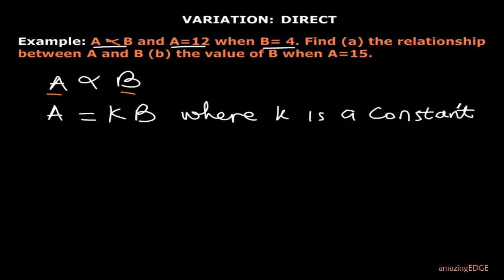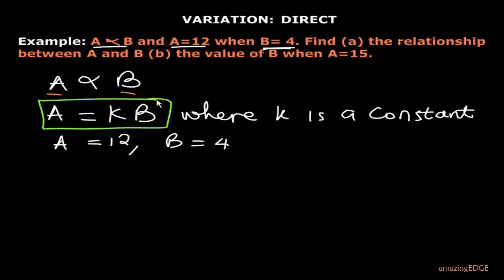Now, to answer the question of part A, we need to find this formula. But to find this, we need to get our K. We are told that A is equal to 12, then B is equal to 4. When we substitute that into this formula, it will help us find what K is, because that constant must be determined.